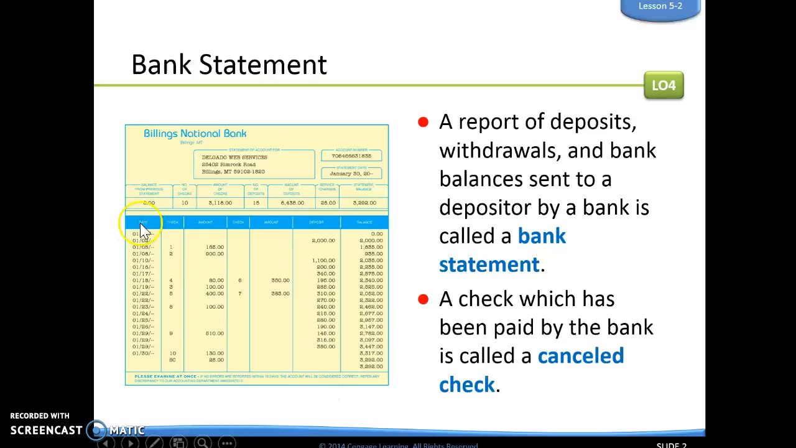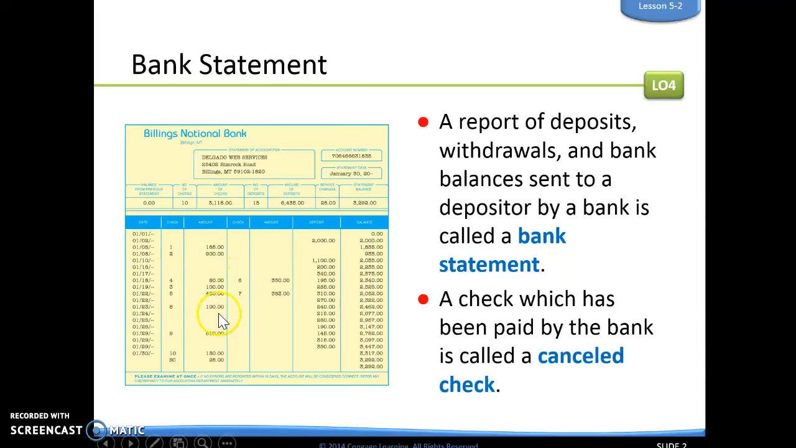When we look over here at the left, we can see the different dates that there were deposits or withdrawals in that bank statement. Over here, we can see the check numbers. So this is check 1, check 2, check 4, check 3. Notice that these do not go in order. The reason for that is we maybe wrote check 3 on the 9th, but the person didn't actually cash it until the 19th. So these go in order by date, not necessarily by check number.